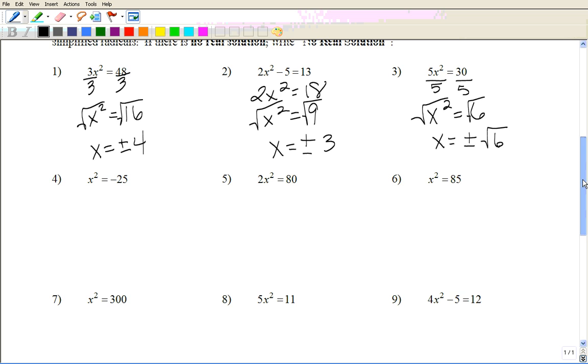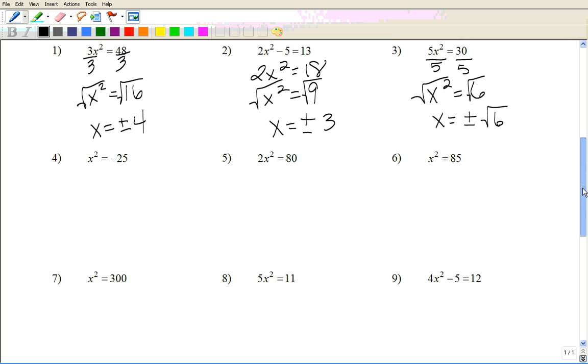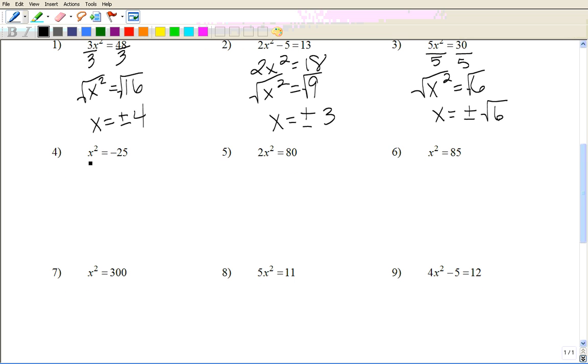Okay. Now on to the next example. Number 4, we have x squared equals negative 25. So whenever we go to square root this, we get x equals positive or negative square root of negative 25. But we cannot take the square root of a negative number and stay in real numbers. So for now, we'll just say there's no real solutions.